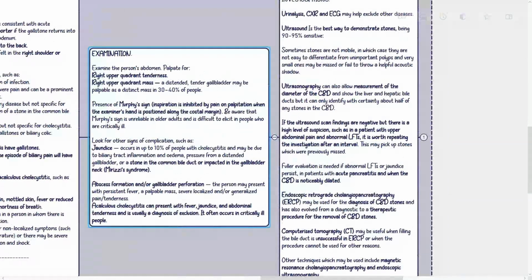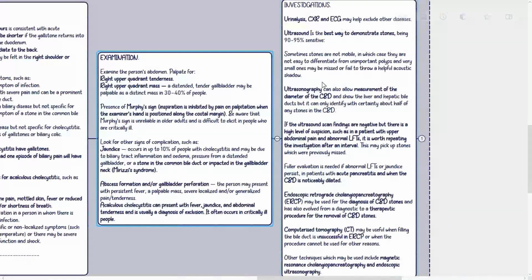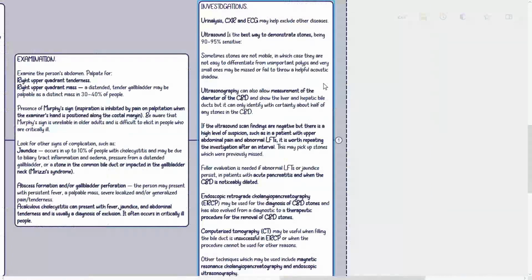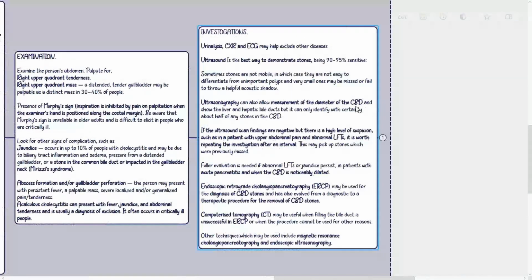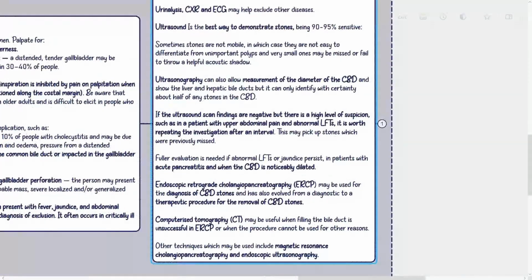Investigations. Urinalysis, CXR, and ECG may help exclude other diseases. Ultrasound is the best way to demonstrate stones, being 90–95% sensitive. Sometimes stones are not mobile, in which case they are not easy to differentiate from unimportant polyps, and very small ones may be missed or fail to throw a helpful acoustic shadow.